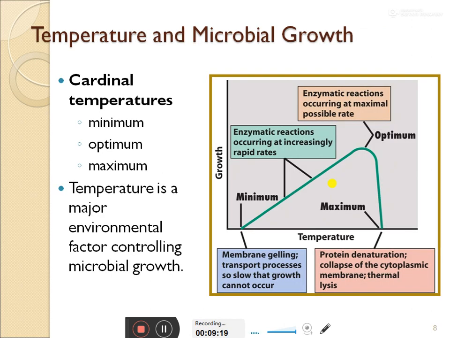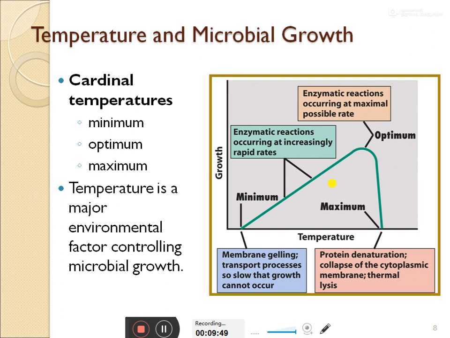The first environmental condition required for the growth of microorganisms is temperature. Temperature is one of the important environmental factors which affects the growth of microorganisms. Based on the nature of growth, the temperature is divided into three segments. The cardinal temperature is the temperature where the actual bacterial growth takes place.